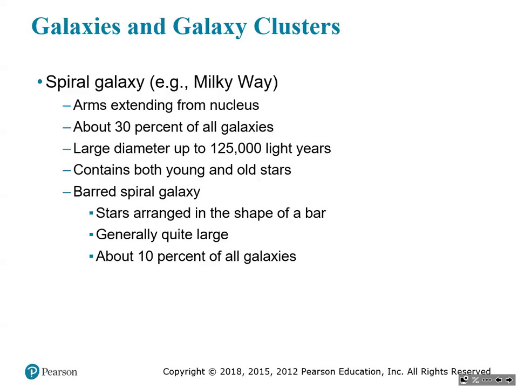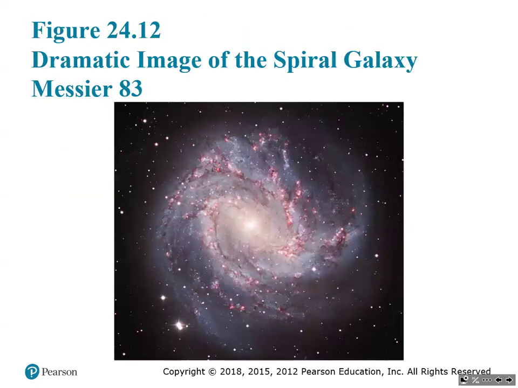And I think to our modern understanding, the local group has gone up in number a little. It's more like 50 instead of 40 galaxies. There's a bunch of little ones, and there's 3 big ones. So this is a dramatic image of the spiral galaxy Messier 83.